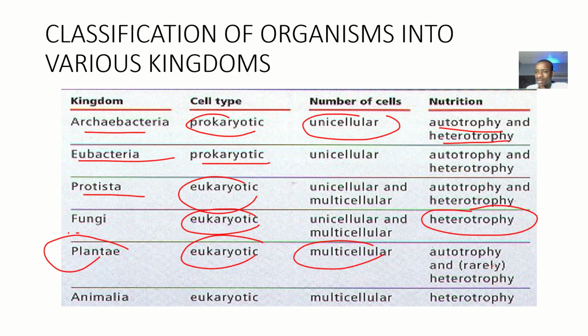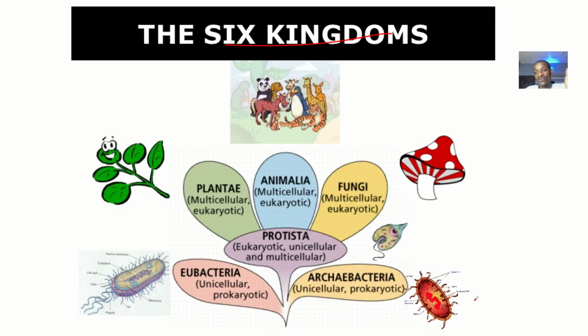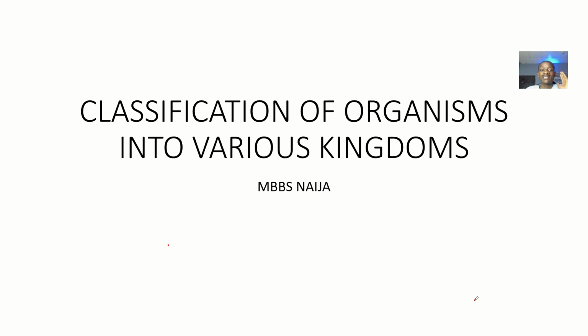Okay, autotrophic is not rare, it's heterotrophy that is rare. Because most plants depend on sunlight for food. So autotrophic majorly and rarely heterotrophic. Then we have kingdom Animalia. These ones are eukaryotic, multicellular, and animals generally depend on other organisms for nutrition. All right, so that's it about the classification of organisms into various kingdoms.